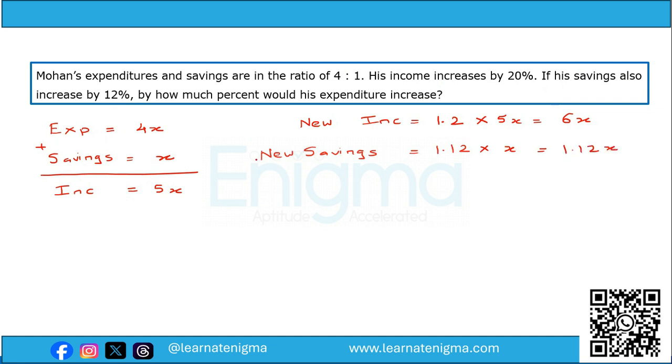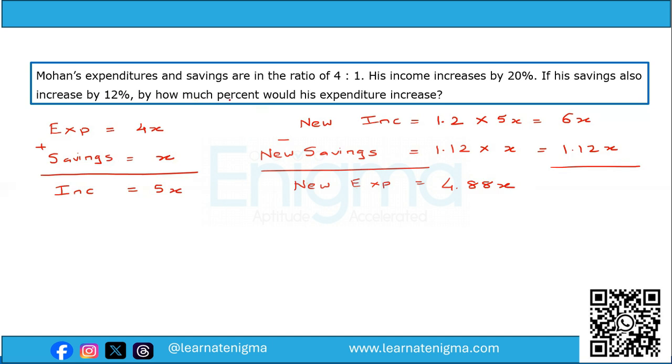1.12x. Now, income minus savings is equal to expenditure. So, new expenditure will be equal to 6 minus 1.12, that is 4.88x. Now, new expenditure is 4.88x.